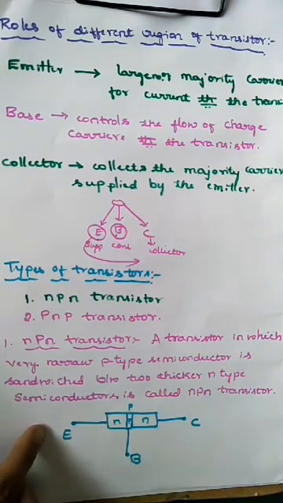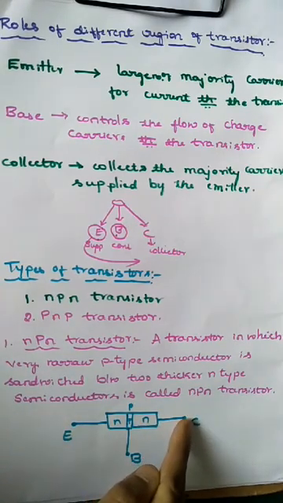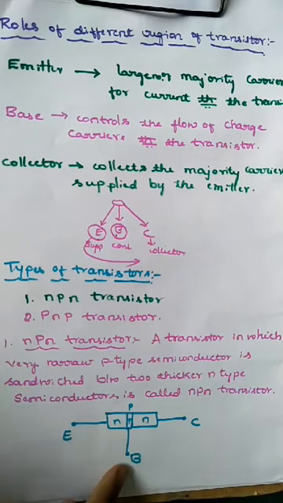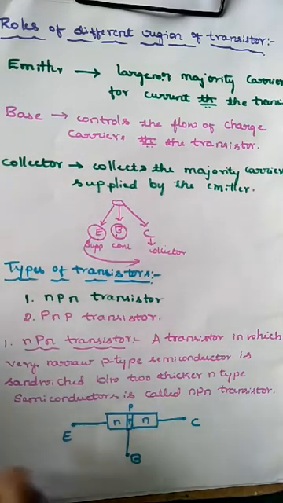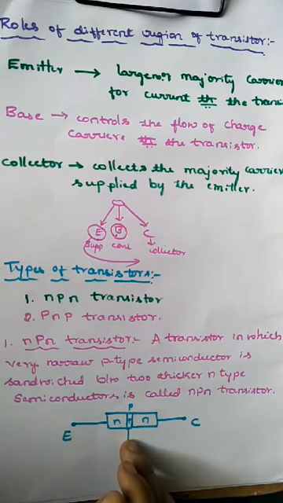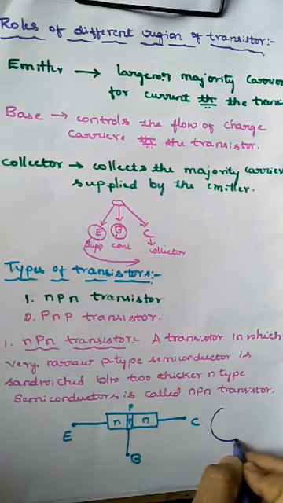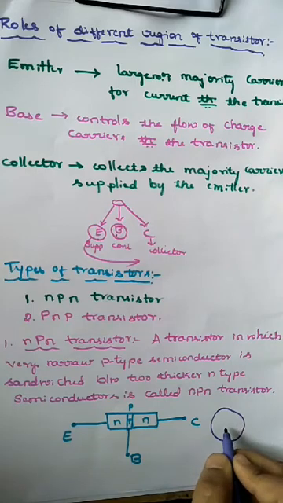One N goes to the emitter, the other N goes to the collector, and the middle P goes to the base. Okay, the circuit symbol for NPN transistor. This is the diagrammatic representation. The circuit symbol we are going to represent like this.